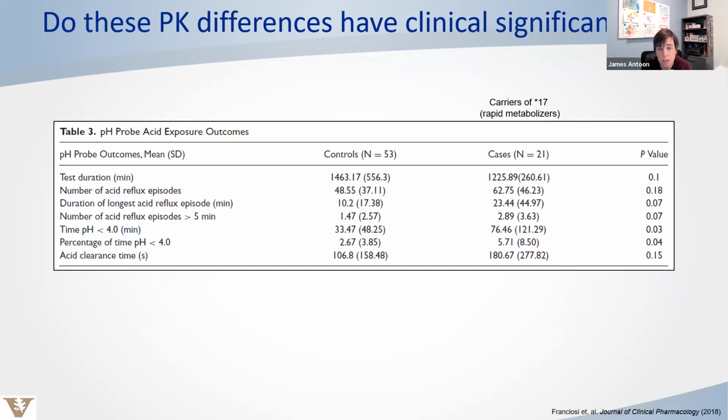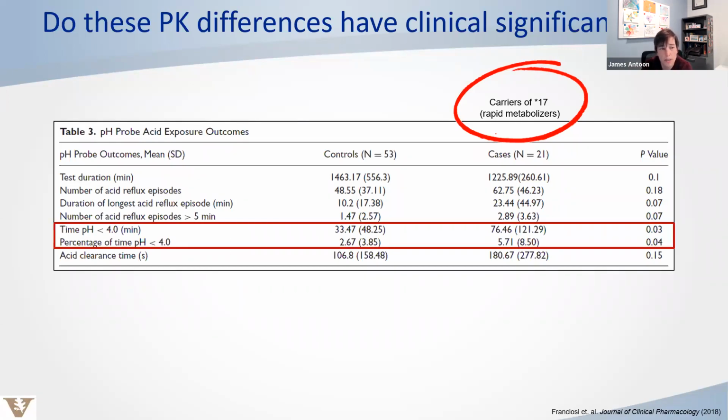So this was a really interesting study that was done several years ago where they actually had pH probe data for patients that were treated with proton pump inhibitors. We've got carriers of CYP2C19 star 17 that made them rapid metabolizers. Those individuals had a difference in their time with their pH less than 4. So this showed us that these individuals had less effective therapy with proton pump inhibitors than those that had slower CYP2C19 activity.